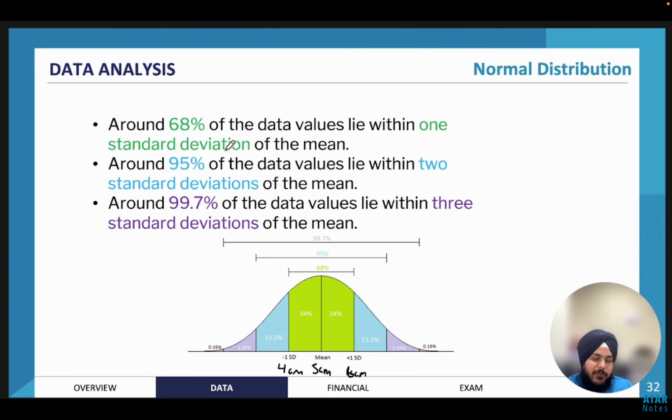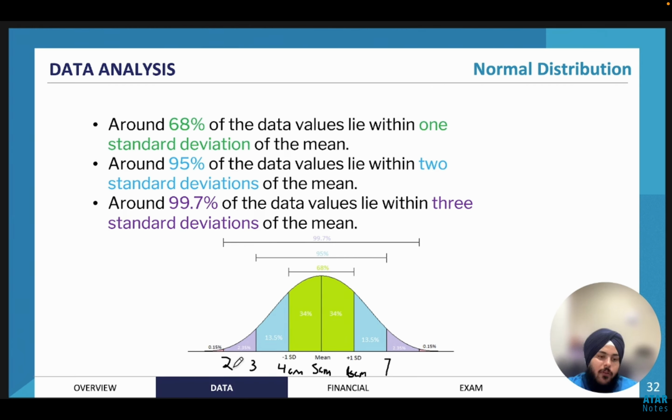Whereas 95% of those oranges will be within 2 standard deviations. So what is 2 standard deviations? 3 centimeters and 7 centimeters. So approximately 95%, which is the majority of the oranges, will be between 3 and 7 centimeters. And around 99.7%, which is about all of the sample, or about 99.7 of the oranges, which is approximately just 100, will lie within 3 standard deviations.